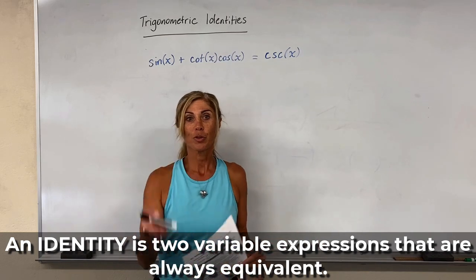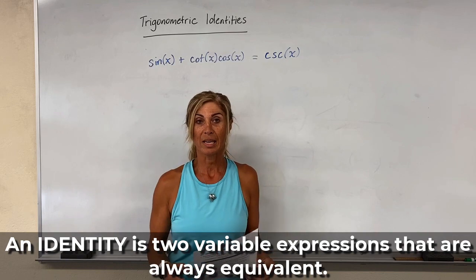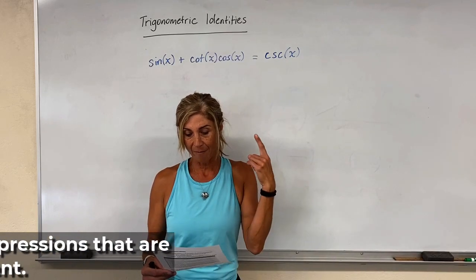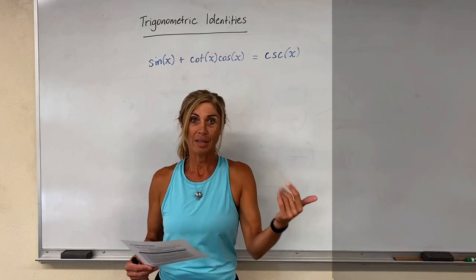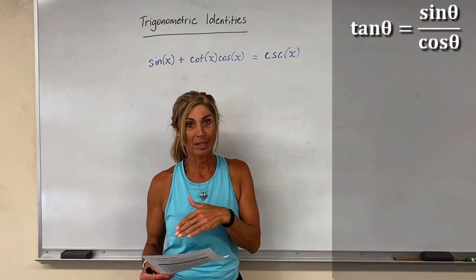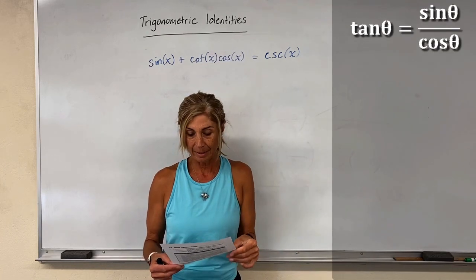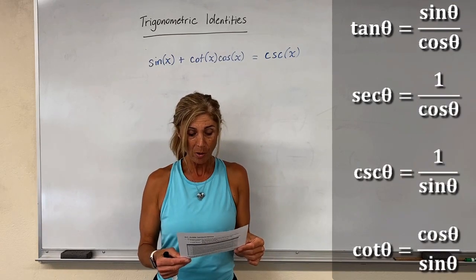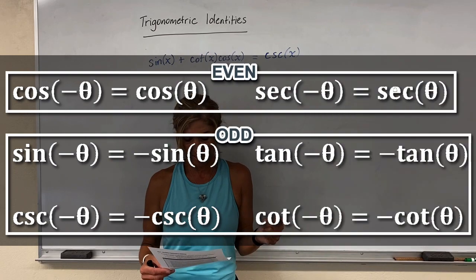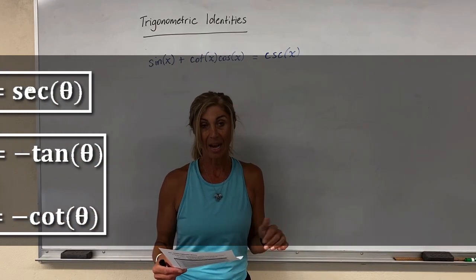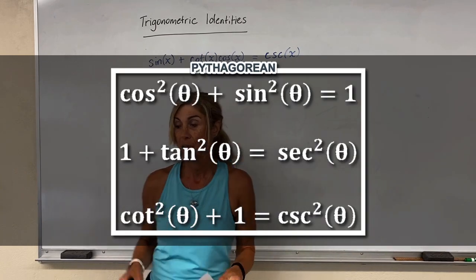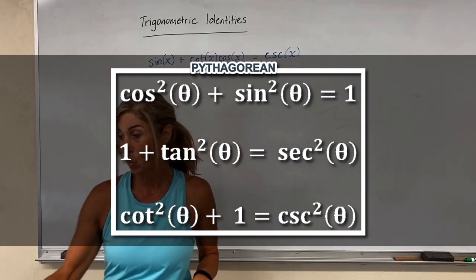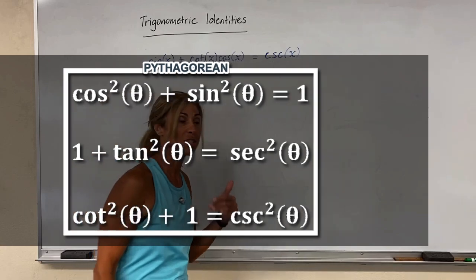I'm going to refer you to the set of notes that you'll see in this video that shows you a variety of identities. We have the fundamental ones that you are familiar with. Tangent of theta is sine theta over cosine theta, and the reciprocal identities. We also have our even and odd identities, and there are the Pythagorean identities. The sine squared theta plus cosine squared theta equals 1, and the variations of that.